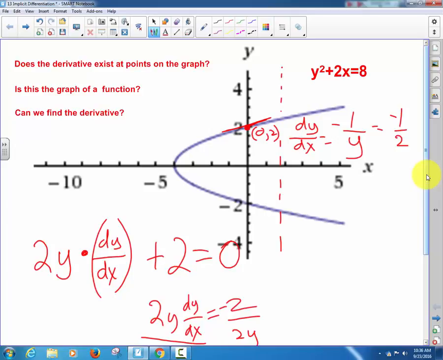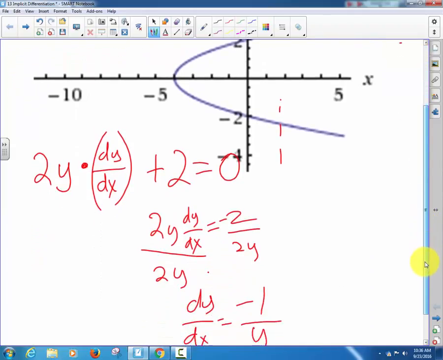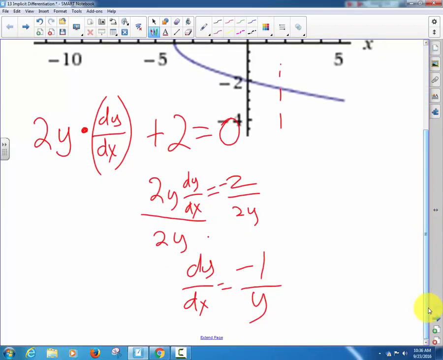Maybe I've got the wrong graph. I don't think this equation goes with this graph. Okay? So let's just back up for 30 seconds and forget I even tried that. The algebra that we did here is correct. This is the right process for finding the derivative.